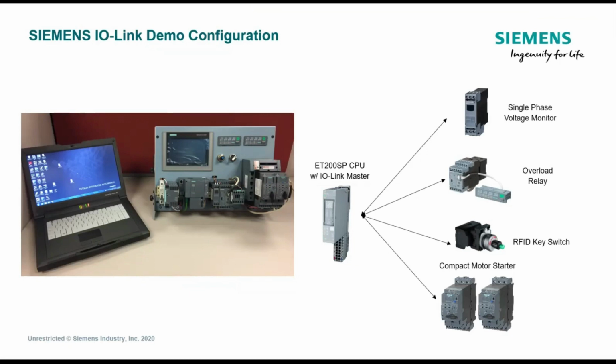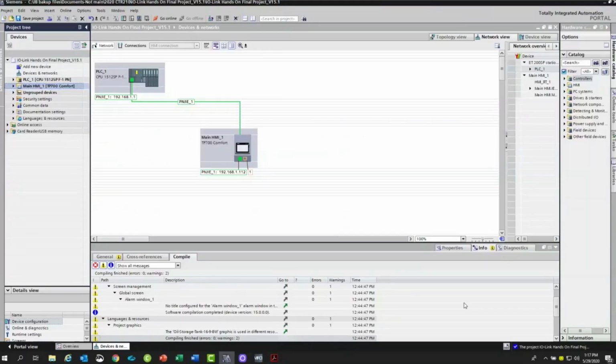So now let's switch from the slides into our TIA portal software, and I'll show you the actual configuration for this demo. So here we are in the portal software for that actual demo, and you can see as far as major devices, I've got my PLC here, and I've connected up this TP700 comfort panel for display purposes.